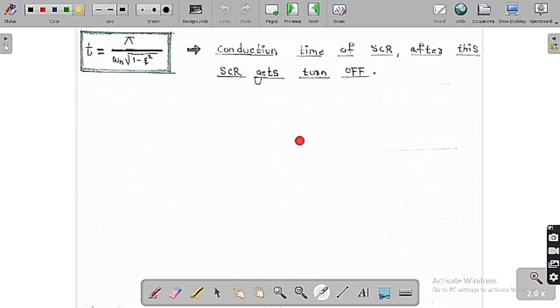This is called class A commutation, or load commutation, meaning we turn off the thyristor based on the values of the RLC. Based on the values of the load components, which are the RLC, we turn off this SCR. That is the reason it is called class A commutation or load commutation.